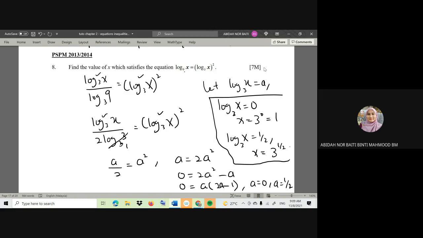Any question? Kalau different base, change base sahaja. Tukar kepada base yang rendah lah.